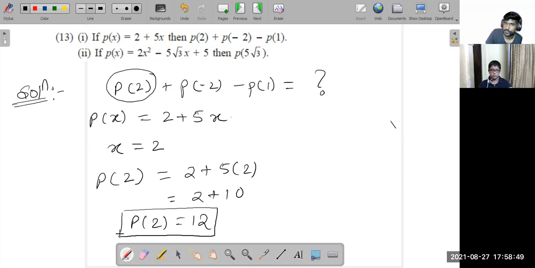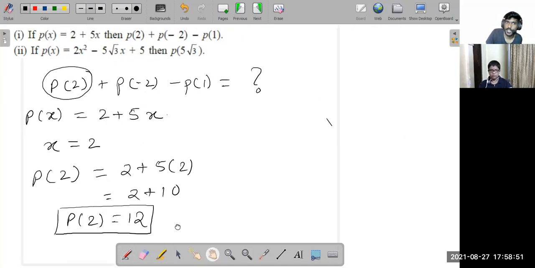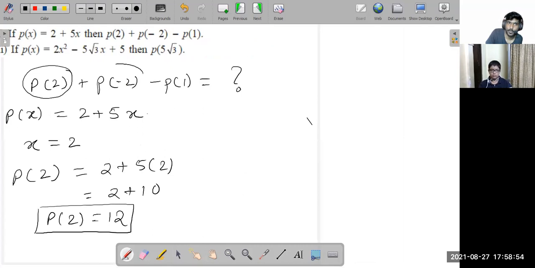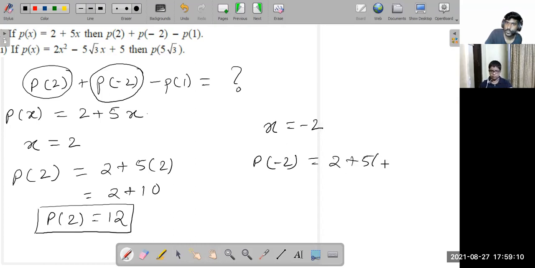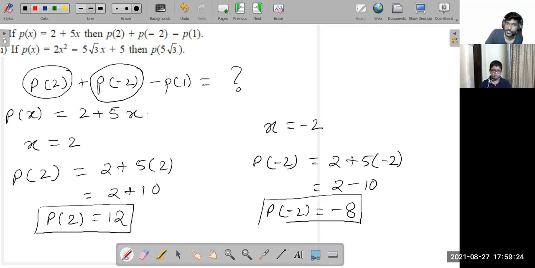Is this clear? In the same way, second, we have to find out p of minus 2. Can you do it? So for p of minus 2, you have to say x as minus 2. So p of minus 2 will be 2 plus 5 into x, that is minus 2. That is 2 plus, minus 5 into 2, 10. So 2 minus 10, and 2 minus 10 is minus 8. So p of minus 2 is minus 8.